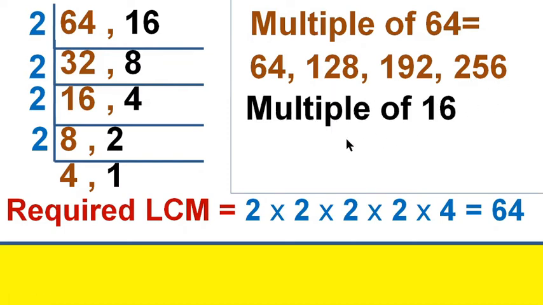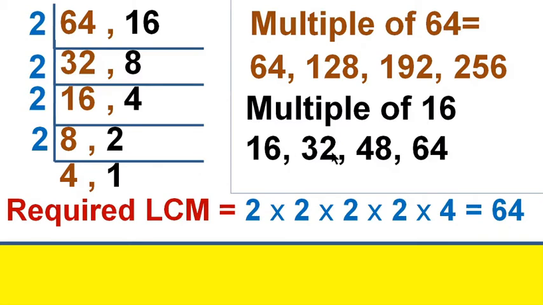And again we will find out some multiples of 16. And here it will be 16, and 2 times, or double, will be 32, triple will be 48, and 4 times will be 64. And we have got common 64 and 64 here. So we have got our LCM and here LCM is 64. This is our second traditional method of finding out LCM.